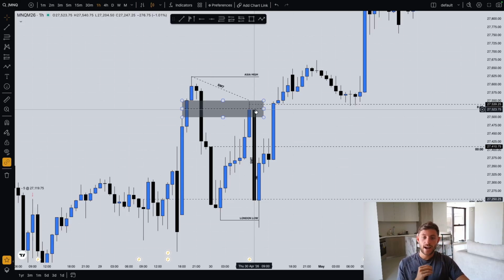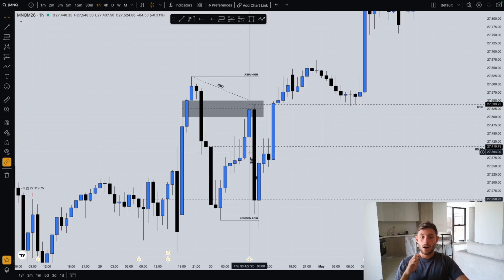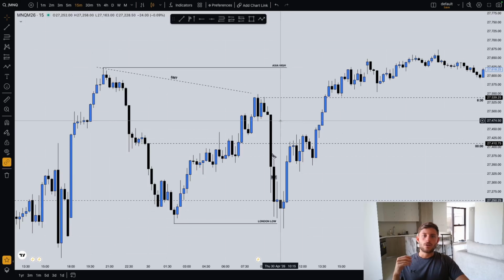So the fact that this was the 9 a.m. to 10 a.m. candle shows how much volume actually came into the market. But let's drop down to the lower time frame. I think let's go on to the 15 minute or the 5, and I can show you a bit more of why I wanted to go short. So it's the exact same.